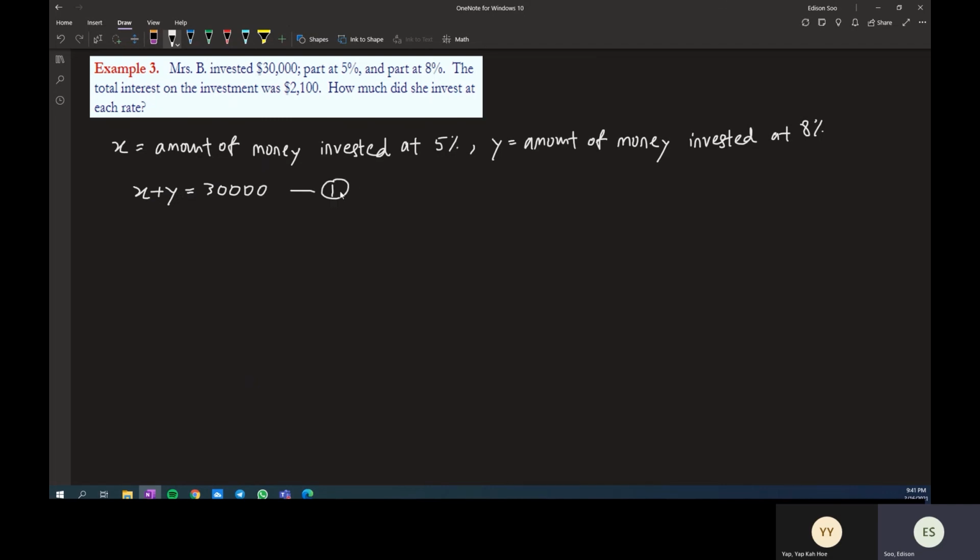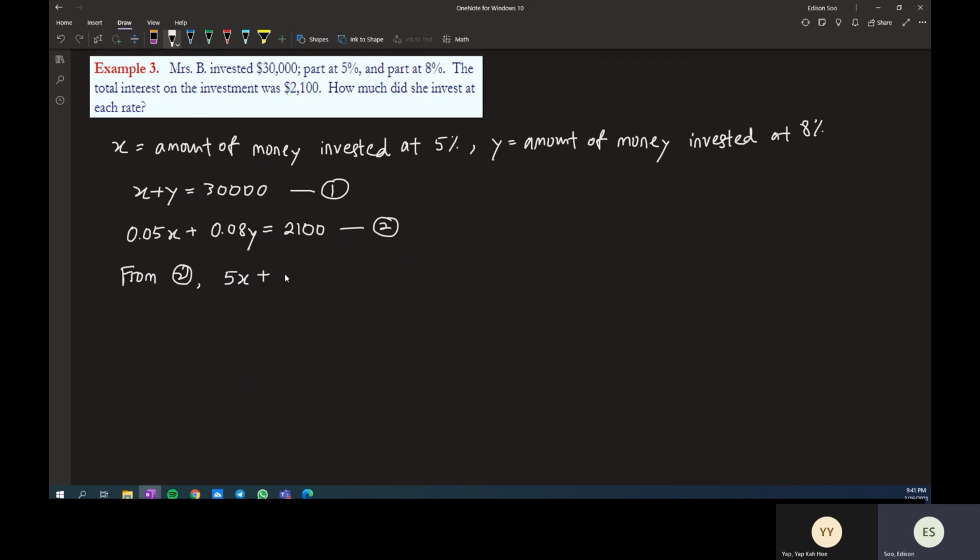Equation 1. Our next equation: Mrs. B invested part of the money at 5%, part at 8%. So the total interest on the investment earned was $2,100. So we have our second equation now. 0.05x plus 0.08y equals 2,100. Right. And I'm going to make an equation 3 from this so it's easier for us to solve, because I don't like solving in decimal places. I like solving in whole numbers.